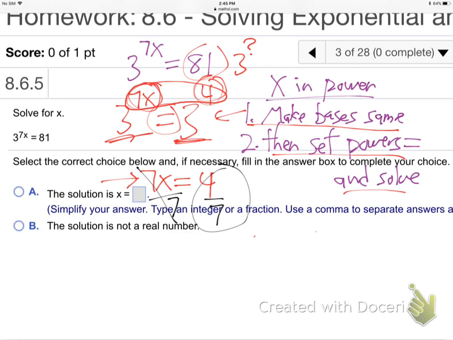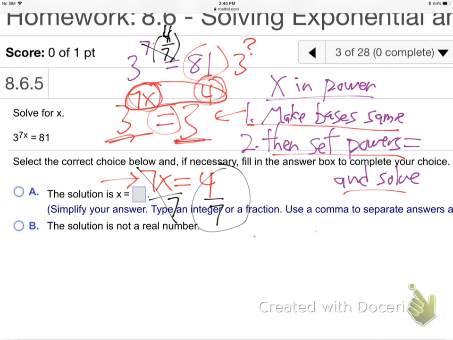Is that good? x is 4 sevenths. Hey, is that really true? Let's go back where the x was. You don't have to check it or anything. It's guaranteed, but it's nice to see it every now and then. We put in 4 sevenths there. The 7's cancel. 3 to the 4th is 81, yep. 4 sevenths is the truth.